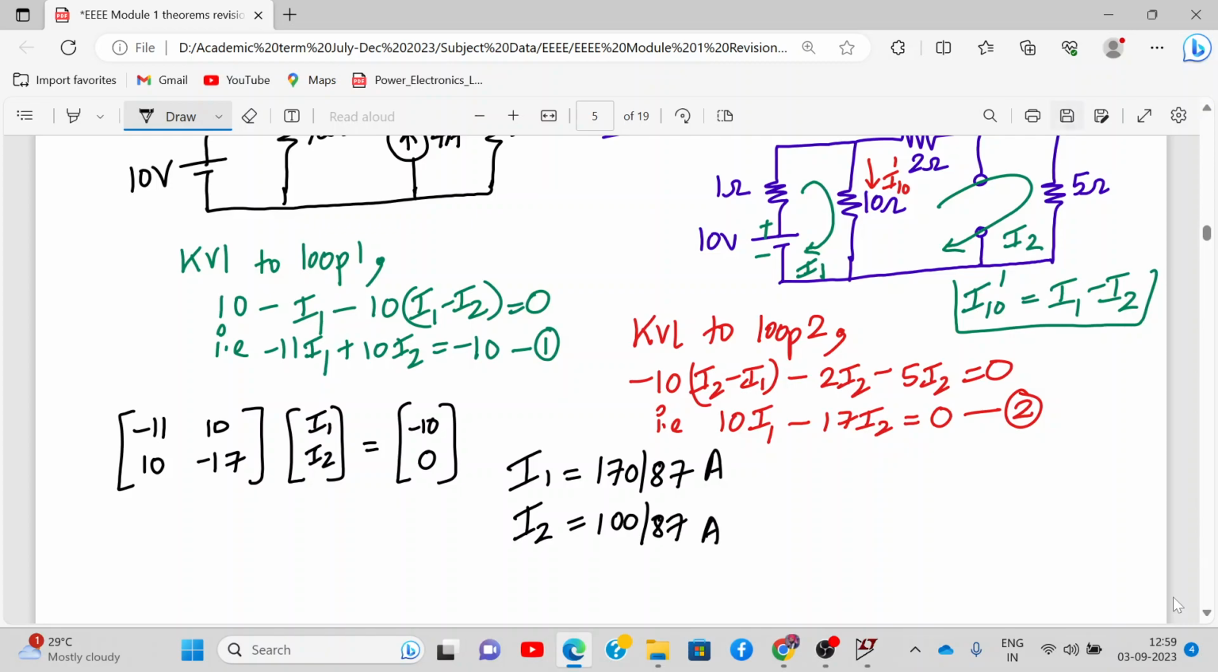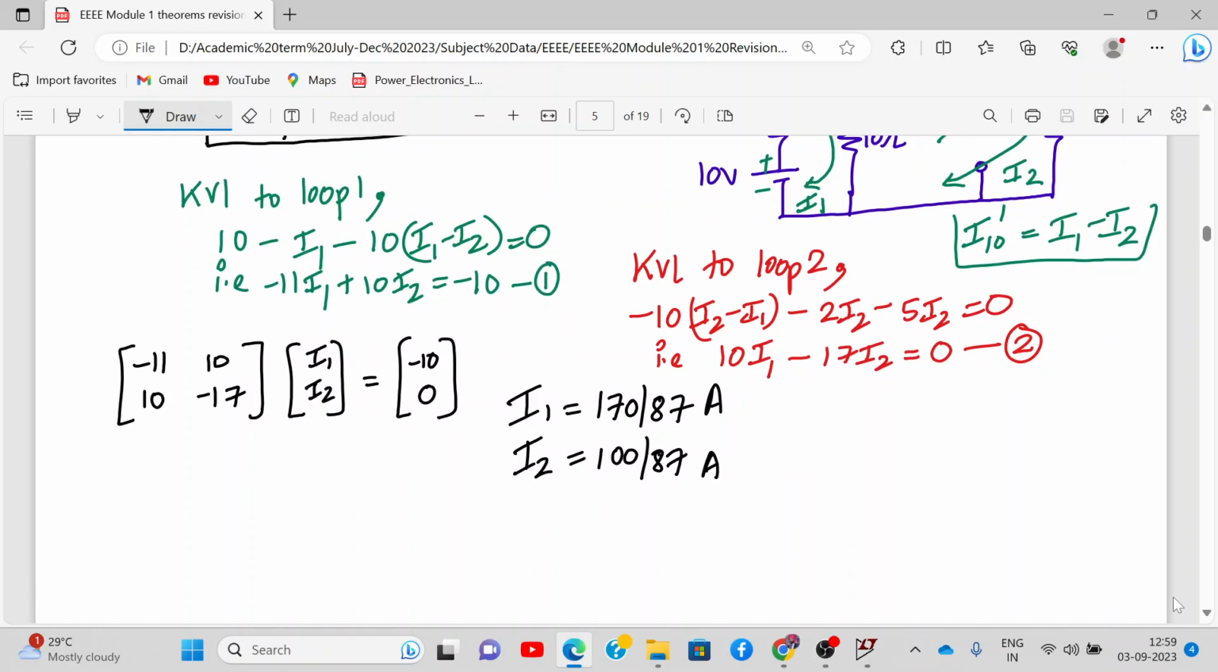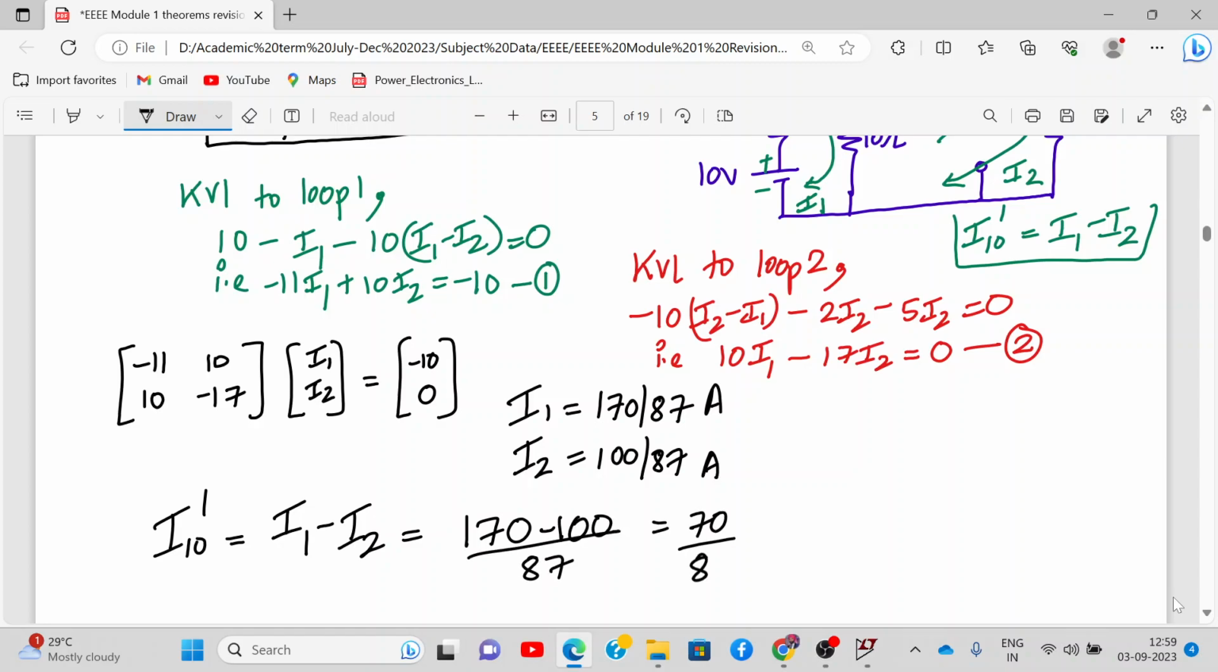Anyone getting these answers? Or did you get 287? One second, solving again. These are the coefficients, enter them in the calculator. Don't get the plus minus signs wrong. Now got it, 170 by 87. Okay, and I10 dash is I1 minus I2. That will be 170 minus 100 divided by 87. That will be 70 by 87. And that will be 0.